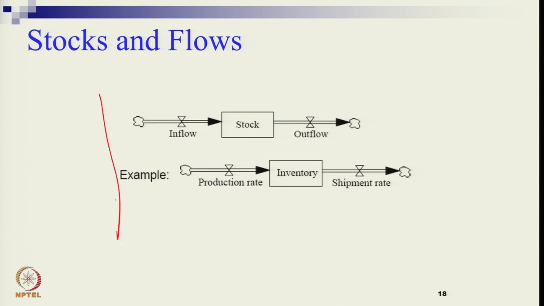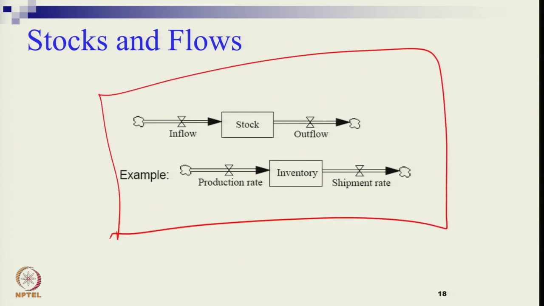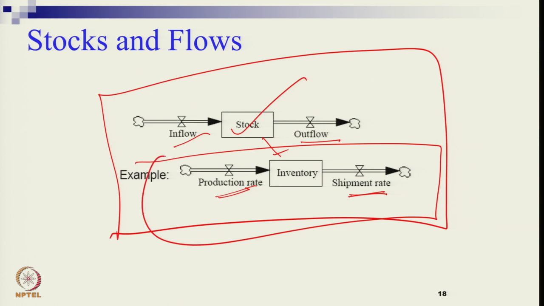Now the stock flow diagram. In the software, it will look like this. This is your stock, for example inventory. This is your inflow rate, like a production rate, and the outflow is your shipment rate. This is how a stock flow diagram appears in the software. We call it system dynamics software, using Vensim, iThink, Stella, or Dynamo. There are many commercial software packages available. You can use any one of them.